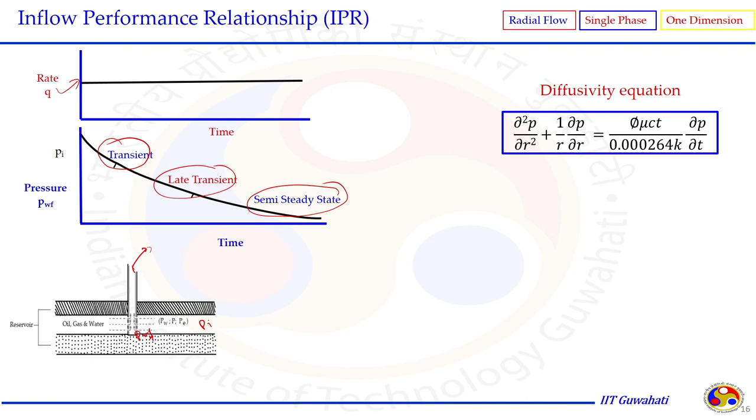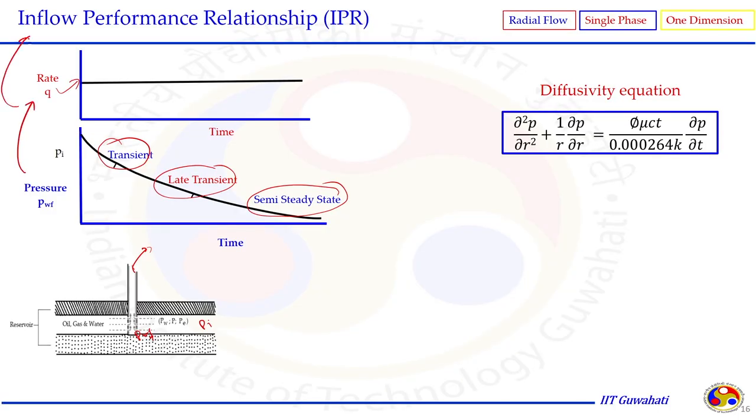Near the wellbore region, the pressure changes abruptly, meaning the pressure changes with respect to time and position. In that condition, it is neither a steady state condition nor a pseudo-steady state condition. A steady state condition is actually a kind of hypothetical condition, as I mentioned earlier. The pressure relationship with respect to flow rate is actually the IPR.